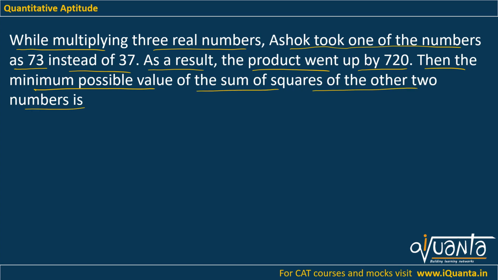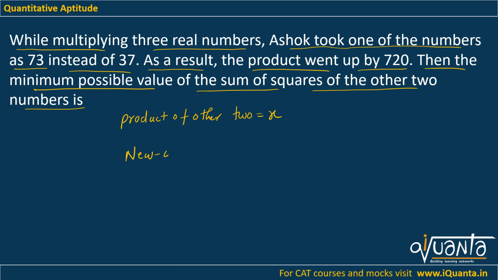So he was supposed to multiply the three real numbers, but by mistake he took one of the numbers as 73 instead of 37. So let me assume that the product of the other two numbers is equal to x, because there was no change in the product of the other two numbers, only one number was mistakenly taken as 73.